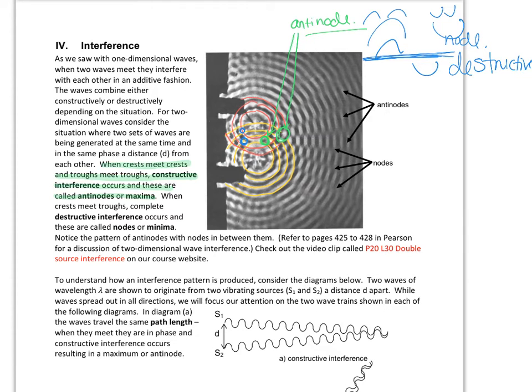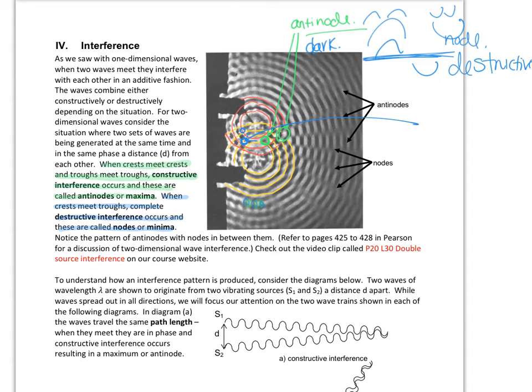So an antinode is the really bright spot or the really dark spot. Our nodes or minima happen at a medium gray, if you will. Okay, so these spots in between. All right. Let me just highlight that in the blue. So when a crest meets a trough, complete destructive interference occurs, and these are called nodes or minima. So notice the pattern of antinodes with nodes in between them. So we have our nodes here, and in between them are the bright spots.